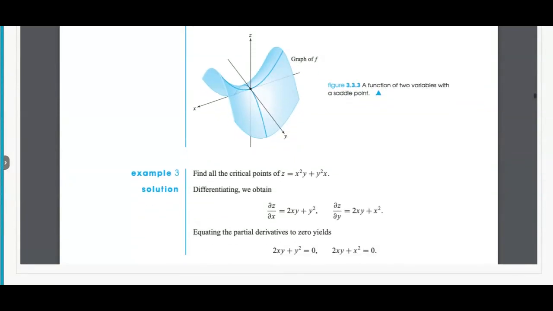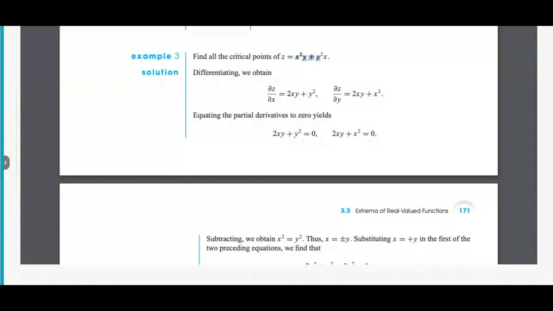Let's see example 3. This function is defined as x squared y plus y squared x. We also see this function is symmetric. If we change x to y and y to x, the function stays the same. So in this kind of function, x and y are equally represented. We calculate the partial in the x direction and get 2xy plus y squared.